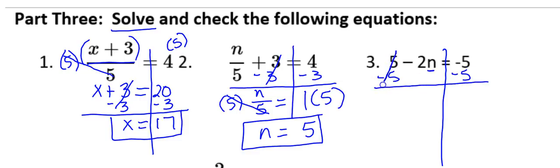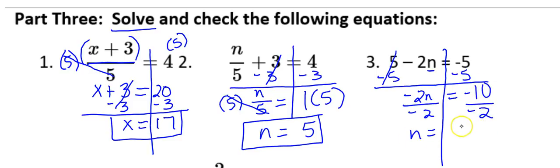When I subtract this, it cancels out. Now watch this. I bring down my 2n. But what I should have done is brought down a -2n because I'm subtracting it. And then that's equal to negative 5 minus 5, which is negative 10. I divide both sides by negative 2, and n is equal to negative 10 divided by negative 2, which is 5. And again, if I put that in, 5 minus 2 times 5, right? 2 times 5 is 10. 5 minus 10 is equal to negative 5, so it works.